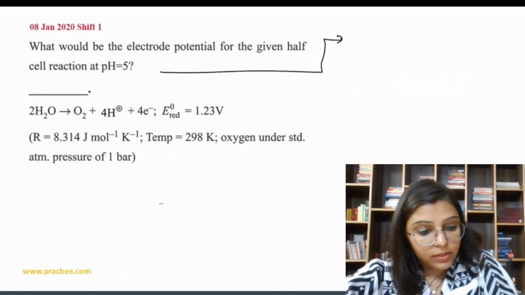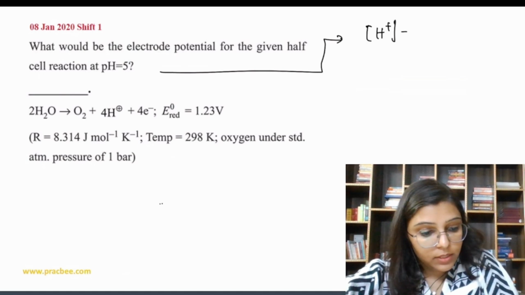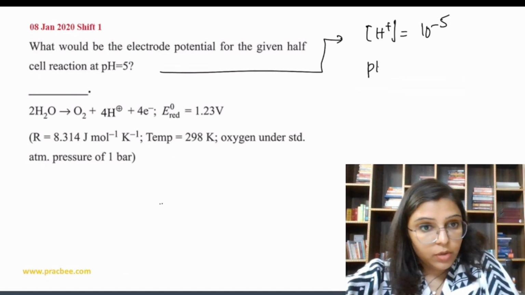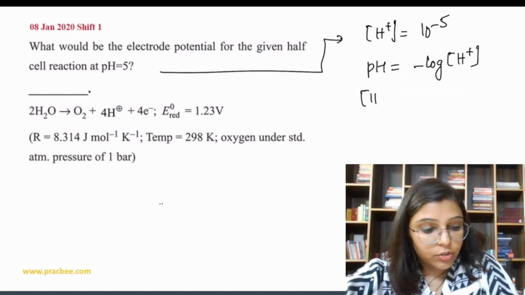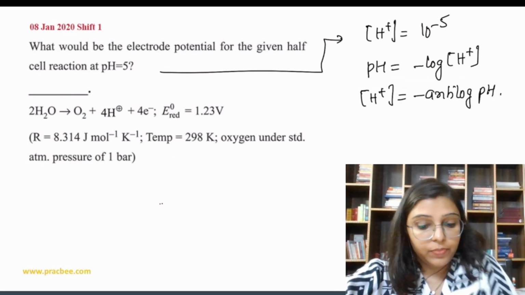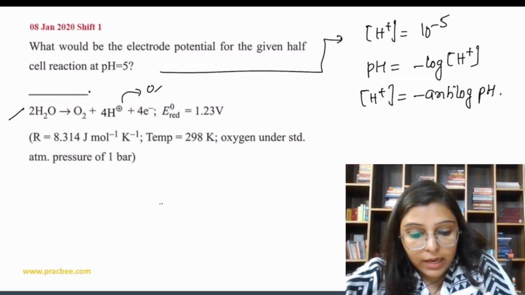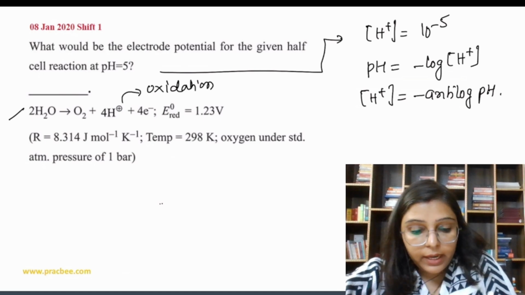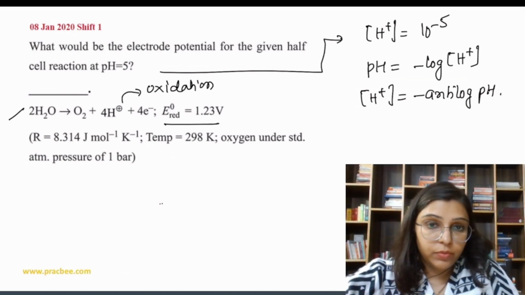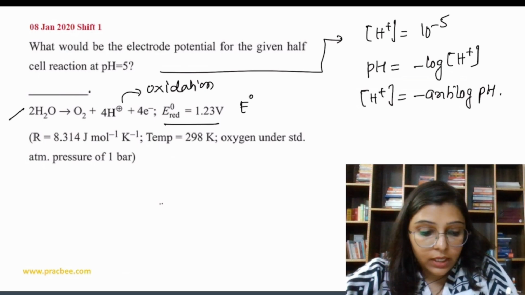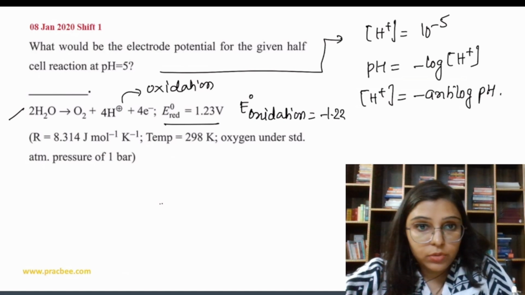So pH 5 means the concentration of H plus is equal to 10 to the power minus 5, because we know that pH is minus log of the concentration of H plus, so the concentration of H plus is the anti-log of minus pH. In the question we have 2H2O gives O2 plus 4H plus 4 electrons. So this is the oxidation reaction, and E naught reduction is given, which is 1.23. So we have to write down the E naught of oxidation, which is going to be minus 1.23 volt.